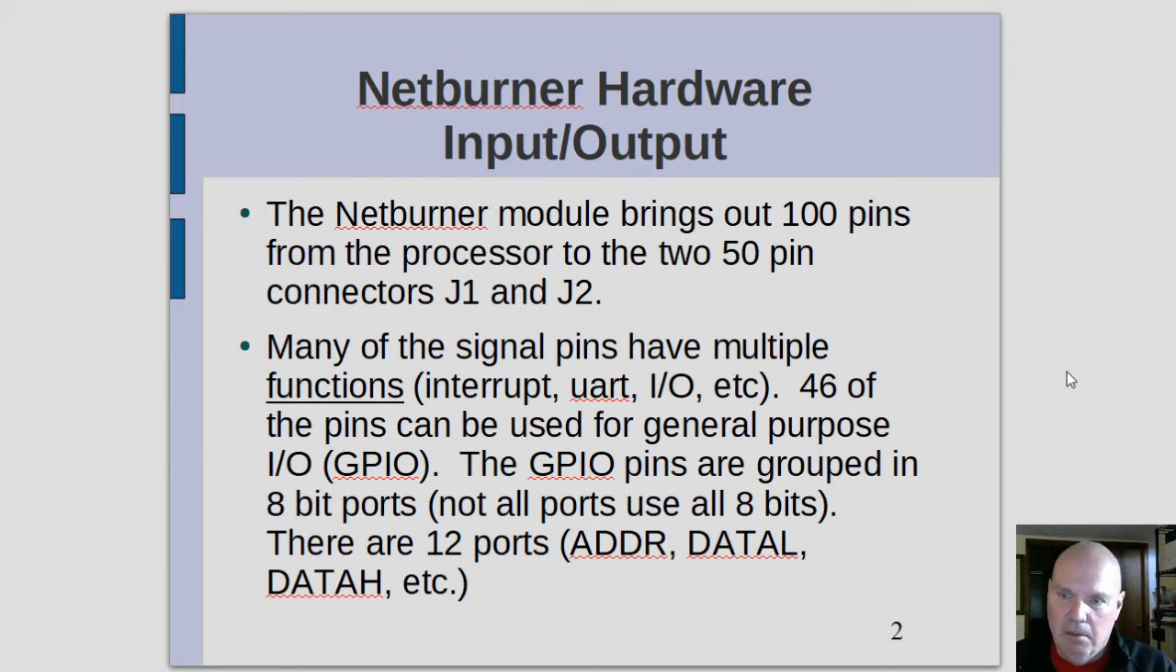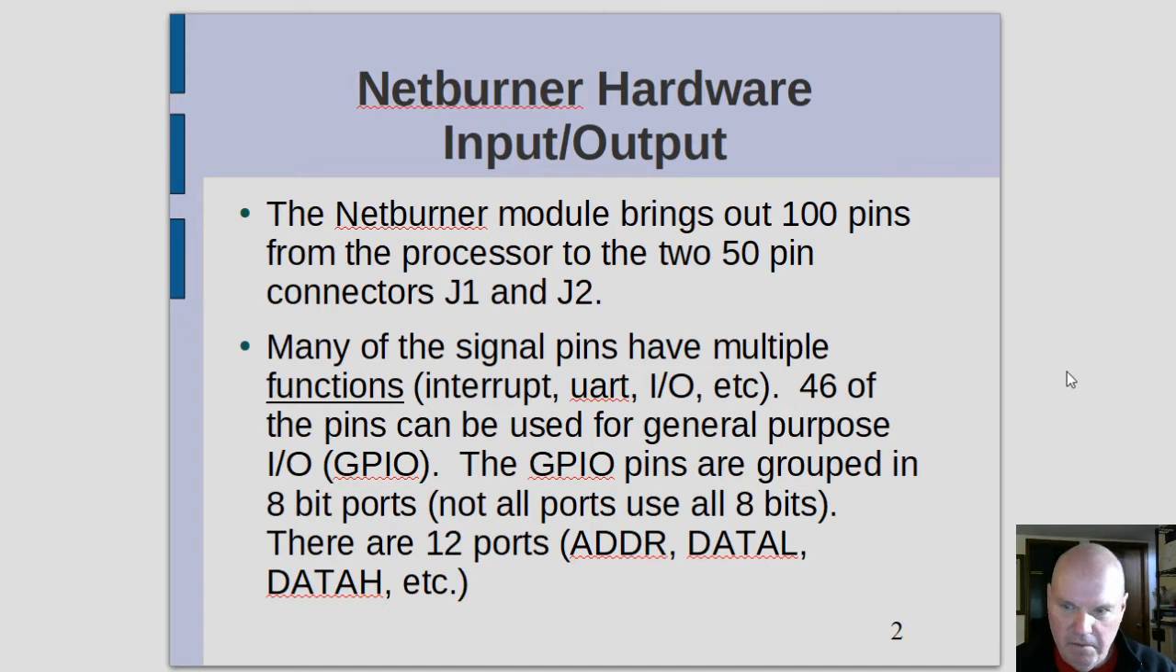So like many microcontrollers, the signal pins have multiple functions, used for interrupts, UARTs, the data bus pins, address pins, I/O. 46 of the pins out of the 100 can be used for general purpose I/O. The GPIO pins are actually grouped into 8-bit ports. If you take 8 times the 12 ports that are available, that's actually 96 different pins. Only 46 of those are available for general purpose I/O though.